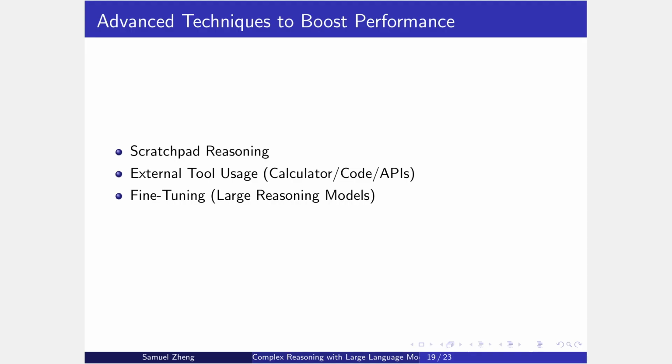When a model encounters a calculation that requires precision, it can invoke a calculator. When it needs to test code, it can execute it in a sandbox environment. When you need current information, it can query APIs. This hybrid approach combines the natural language understanding of large language models and the reliability and precision of specialized tools.